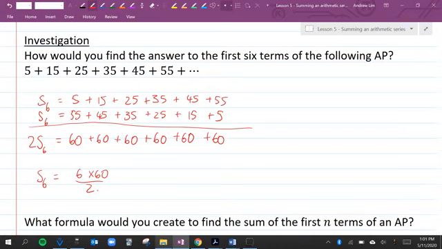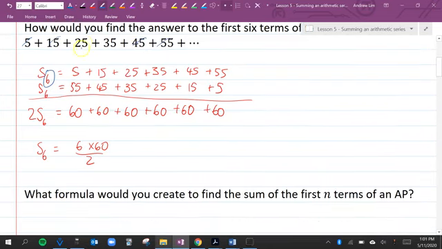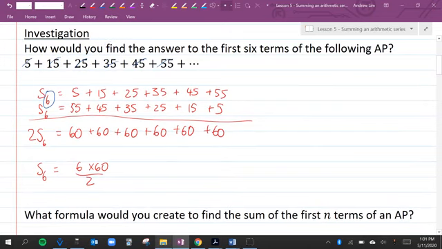So from doing that, we can actually create a formula to find the sum of the first n terms of an AP. Here, n is 6. Okay, there are 6 terms. And because we did this, 5 and 55 adds to 60, 15 and 45 also adds to 60, 25 and 35 also adds to 60, technically, there are three pairs of 60. Or we take the number of terms there are and halve it to work out how many pairs there are. So there's technically three pairs of 60.